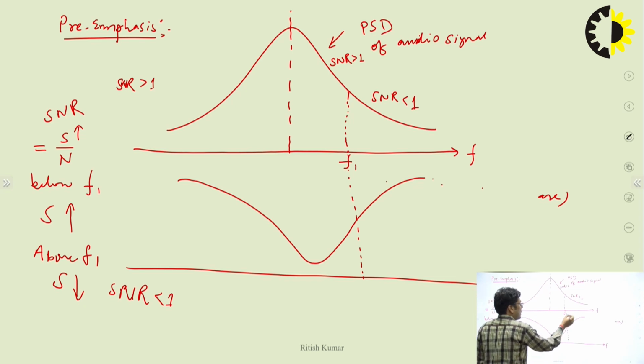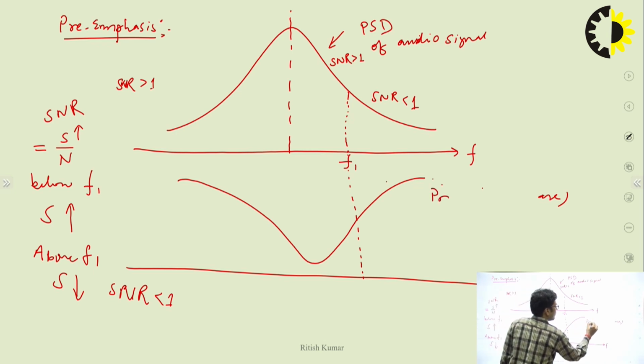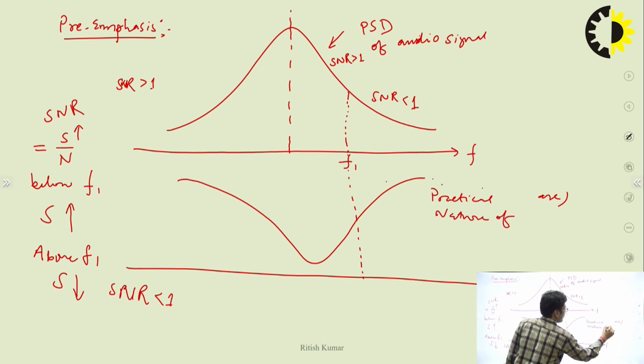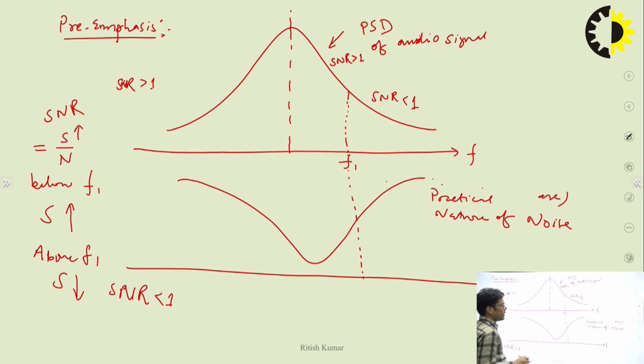That means at the higher frequency, the noise effect will be more, but at the lower frequency range, the noise effect will be less as compared to the higher frequency. This is the practical nature of noise, right? As you can see, at low frequency it has the minimum value, but at higher frequency the value goes on increasing as the frequency goes on increasing. This is the nature of practical noise.